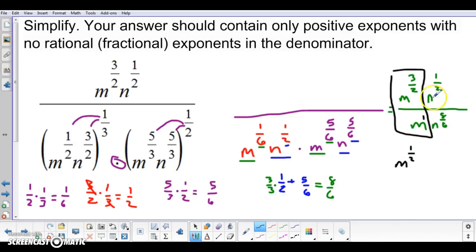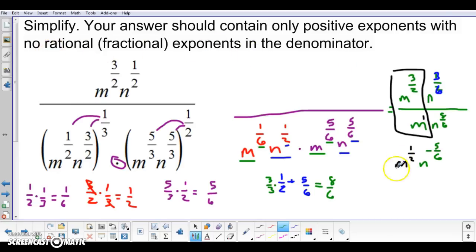Then I've got n to the 1/2 over n to the 8/6. What we're going to do is subtract these exponents too. So 8/6, this I should change into 3/6. Make that 3/6 instead of 1/2. 3/6 minus 8/6 is going to be negative 5/6. It's kind of a goofy thing to have. So we got n to the negative 5/6. Now, normally we don't like negative exponents, but we were told to have only positive exponents, with no rational exponents in the denominator.